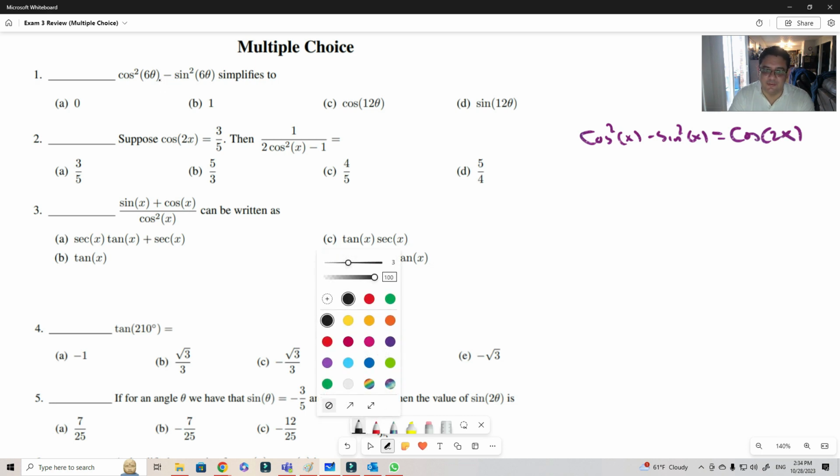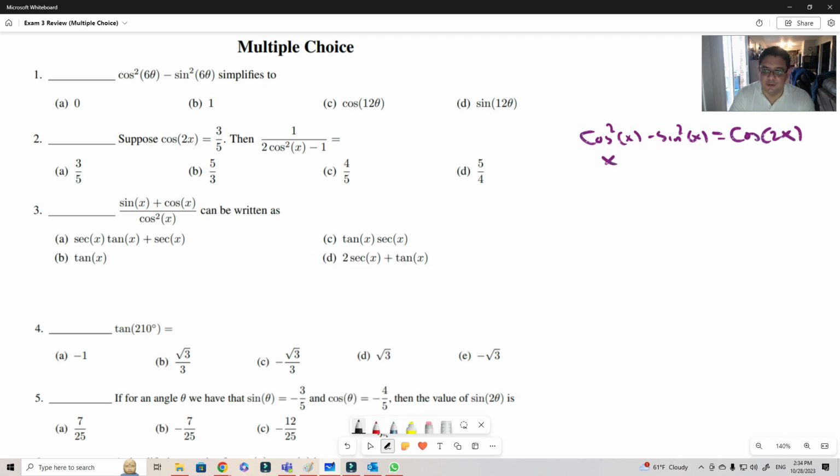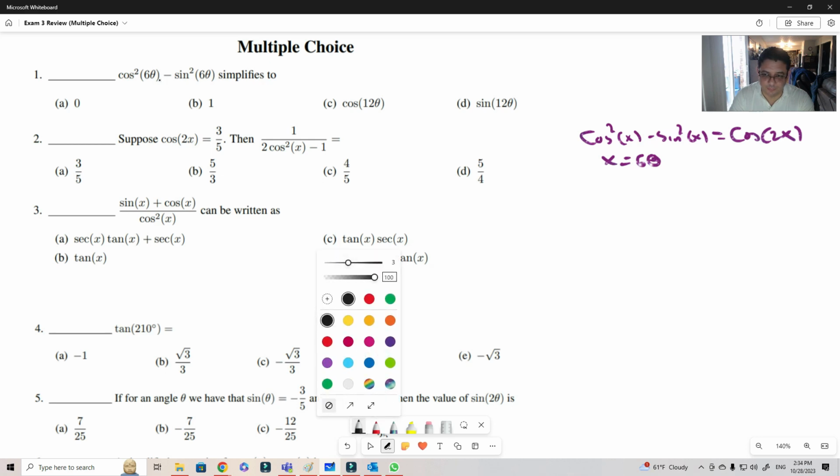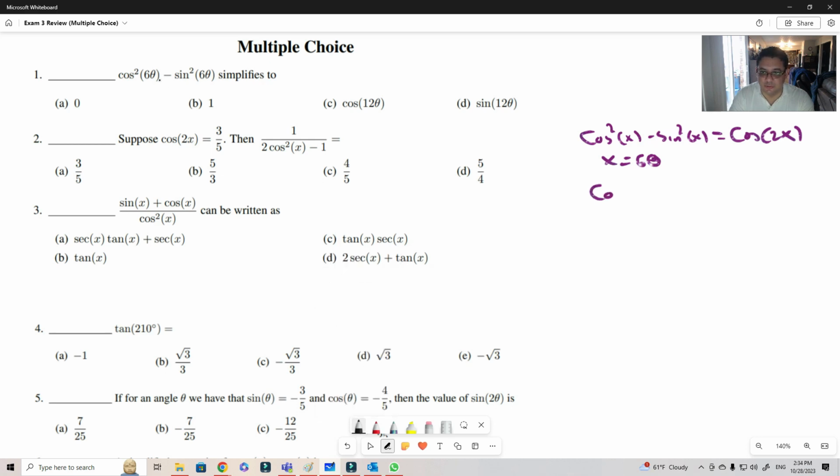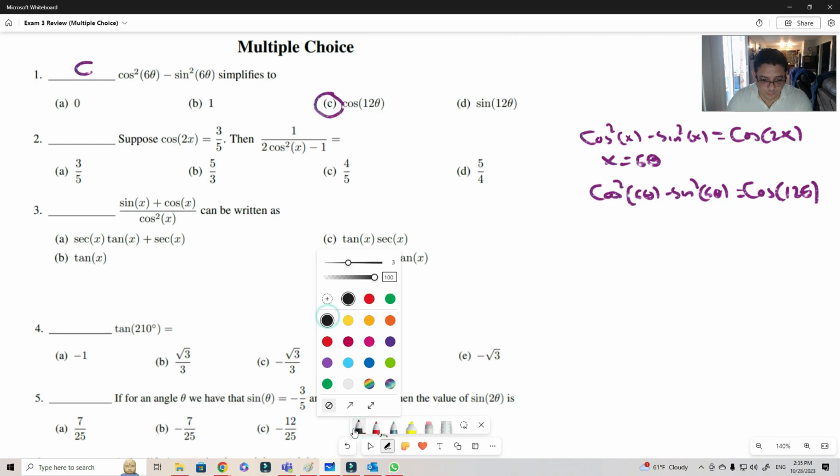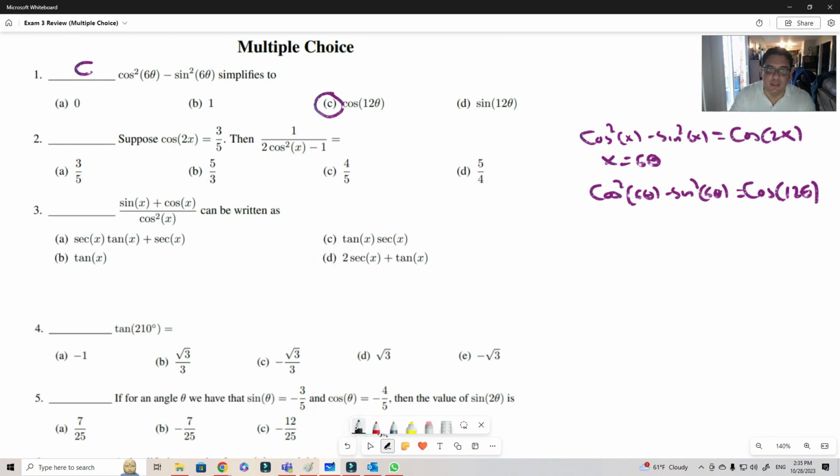So if we replace that x with 6 theta, then what we're going to get is that cosine square of 6 theta minus sine square of 6 theta is cosine of 12 theta, which is option C. And so that's question number 1.